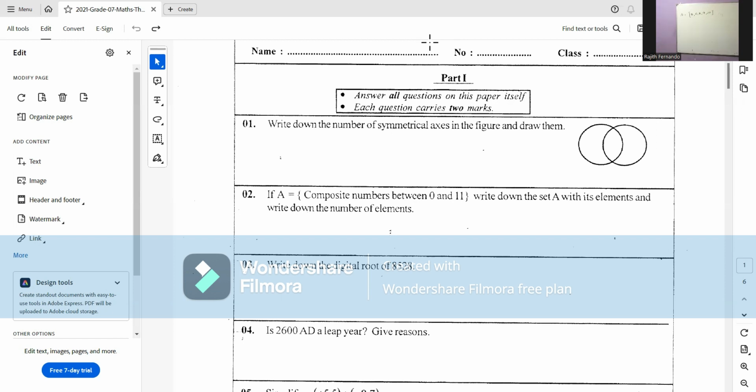Then it's asking for its elements and to write down the number of elements. Then what is the number of elements? Those are 4, 6, 8, 9, and 10. Then there are 5 elements. Right? Next is the following question: write down the digital root of 8,528.